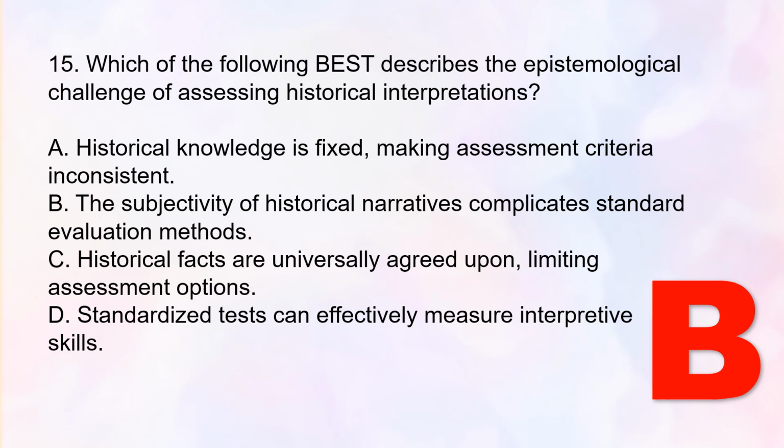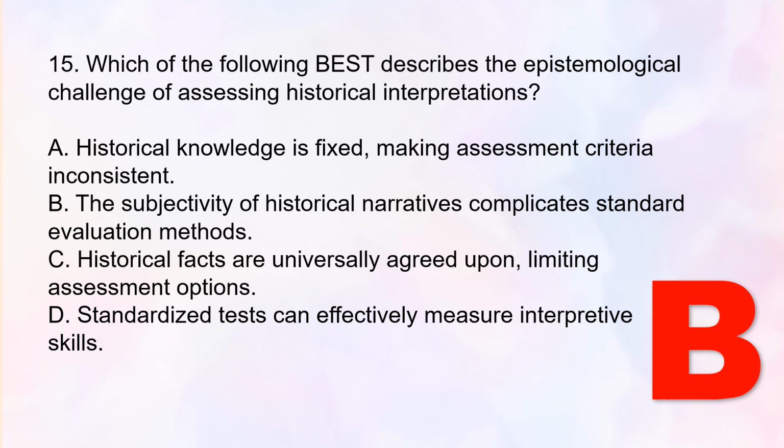Let's discuss the other choices, letters A, C, and D. For letter A, historical knowledge is not fixed, but it is evolving and it is dynamic. Letter C, many historical events are contested, not universally accepted. And for letter D, it's incorrect because standardized tests struggle to assess deep interpretive skills.